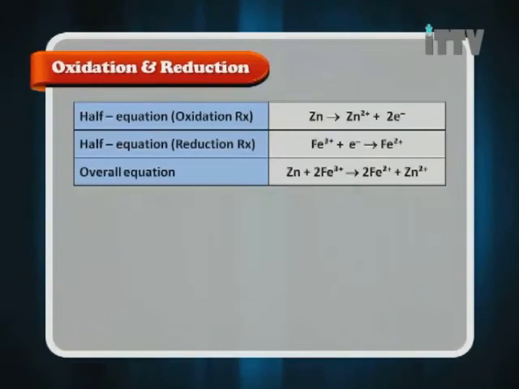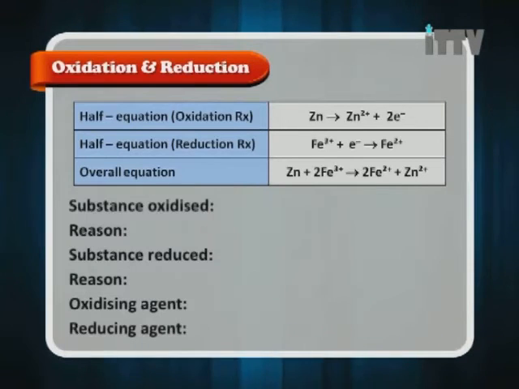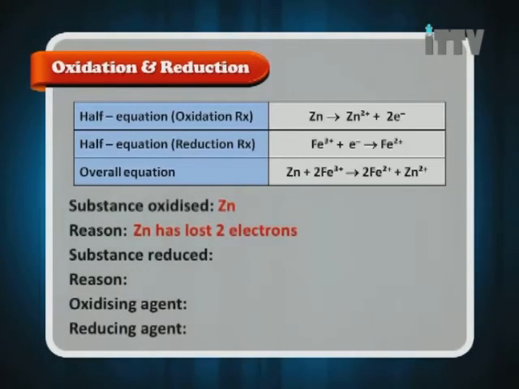So what are the equations that are formed? The oxidation half equation would be zinc being oxidized to Zn2+ by giving away 2 electrons, while the reduction half equation would be Fe3+ gaining 1 electron to become Fe2+. The overall equation is derived by adding up the two half equations. So zinc reacts with 2 moles of Fe3+ to produce 2 moles of Fe2+ as well as Zn2+. Now, the substance oxidized in this case is zinc, because zinc has lost 2 electrons, while the substance reduced will be Fe3+ because Fe3+ has gained 1 electron.